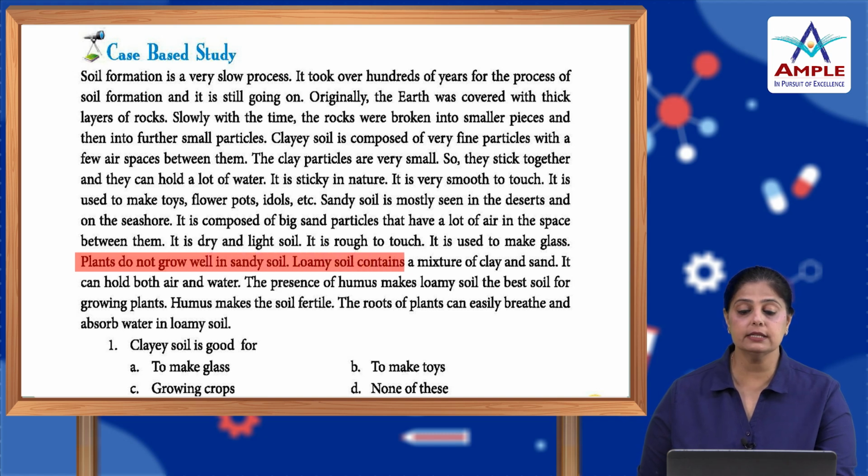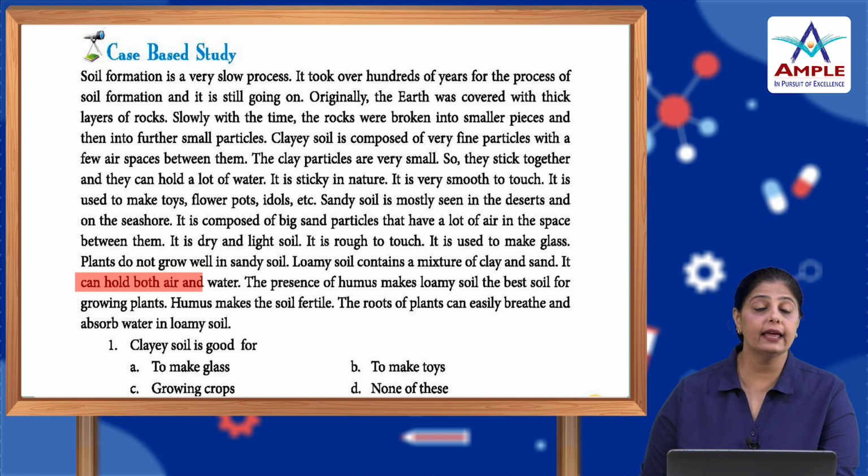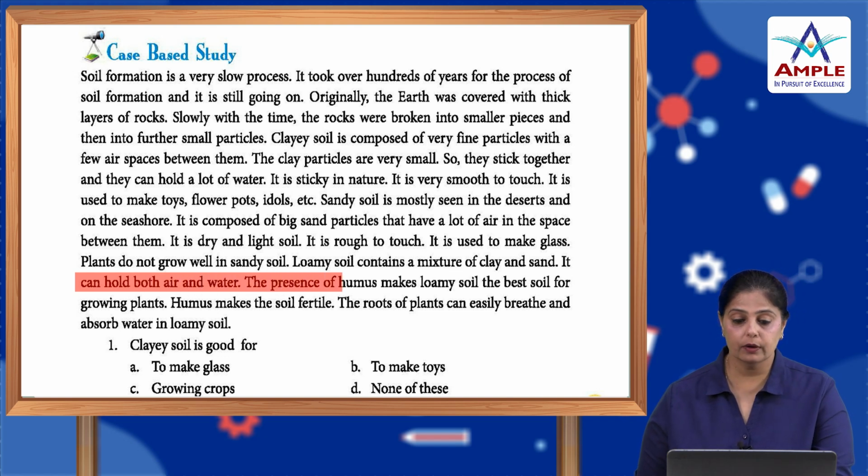Loamy soil contains a mixture of clay and sand. It can hold both air as well as water. Okay. The presence of humus makes the loamy soil the best soil for growing plants. Humus makes the soil fertile. The roots of plants can easily breathe and absorb water in loamy soil.